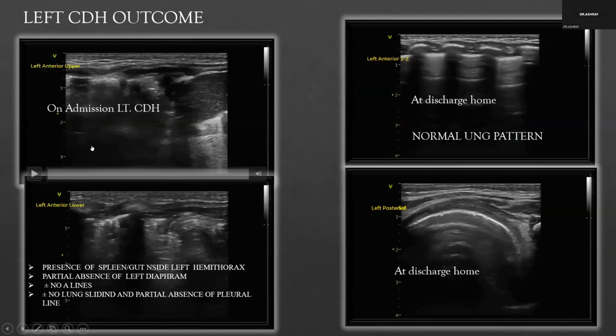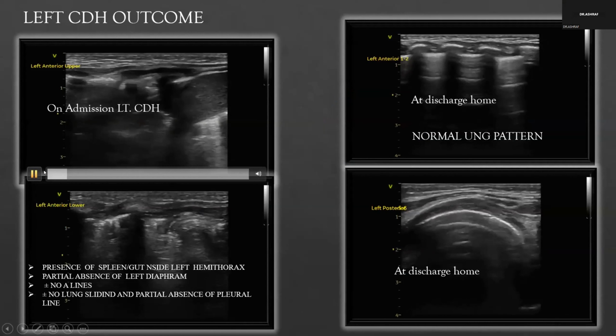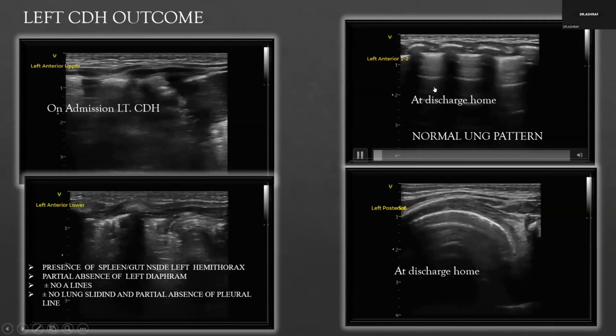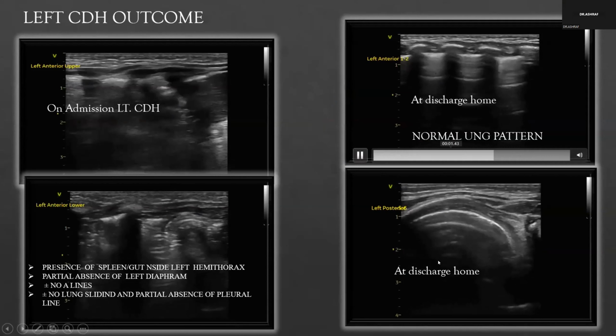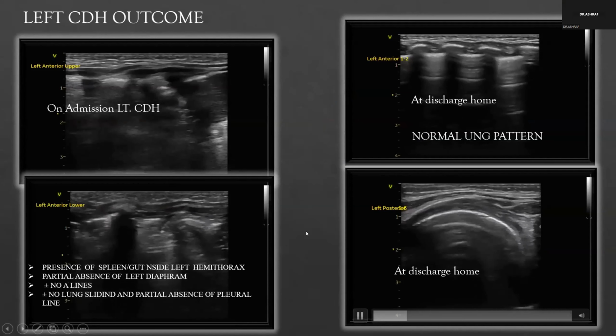This is the outcome. This is admission. You have here spleen and gut, and after discharge home, it is a completely normal lung.